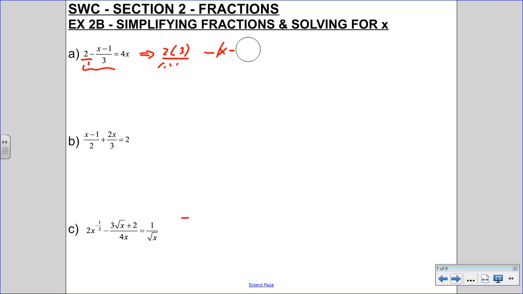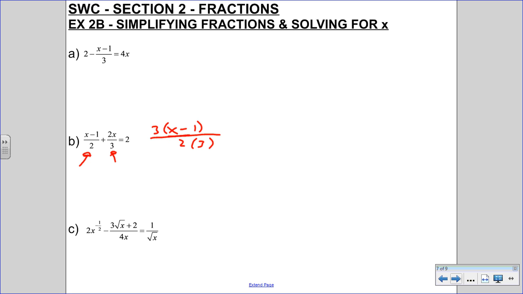So simplifying fractions, putting them together, doesn't necessarily have to happen if you recognize that you can just times things out. So we'll practice it again here. We've got x take 1 over 2. That's missing a 3, isn't it, if we want to make it have the same denominator. So everything times by 3 on the bottom and on the top.